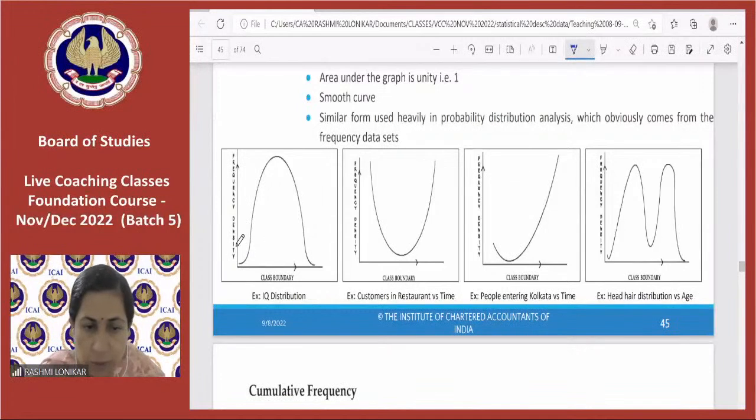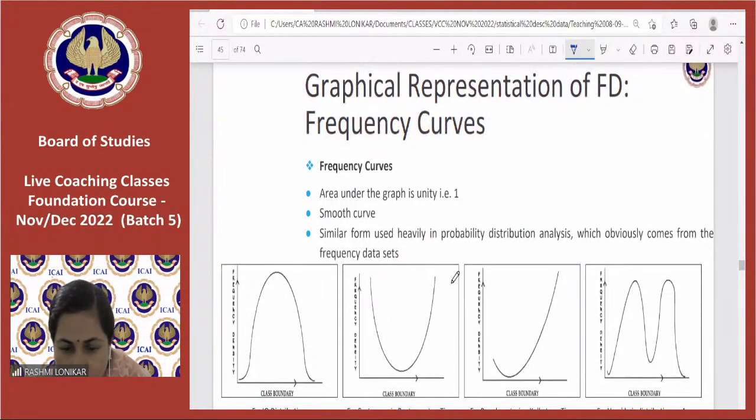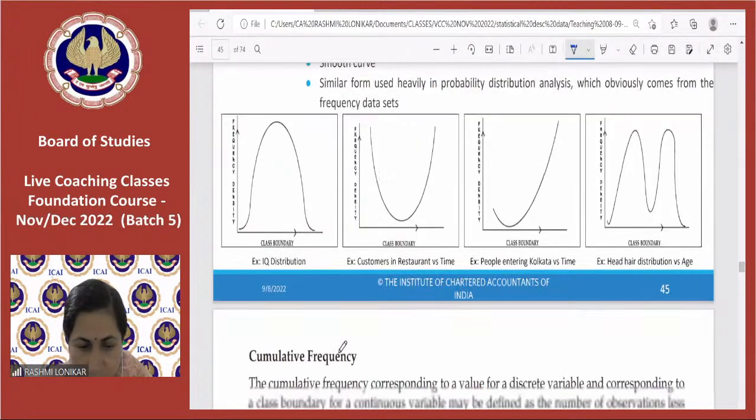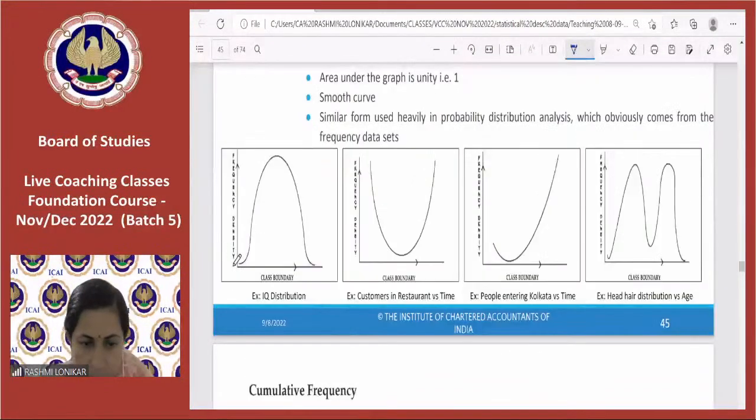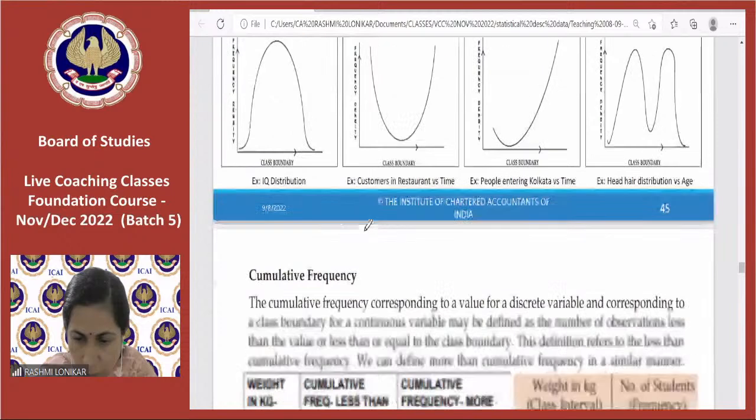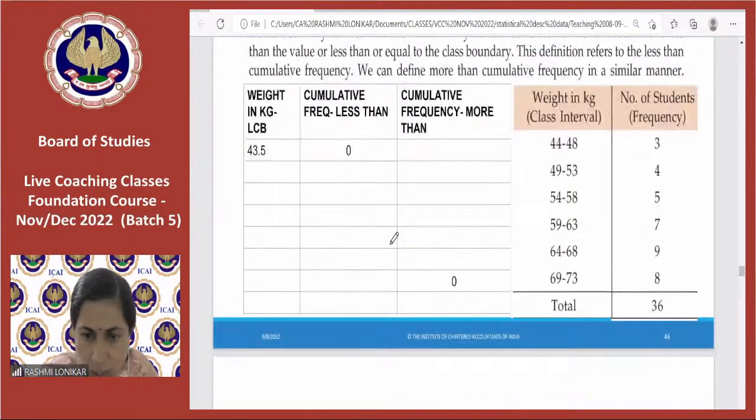Sometimes when you're plotting, like we plotted just now, the plot takes different shapes. This is the bell shape. Then this is the U shape. Then this is the J shape, and this is the freeform shape that we have. This is the most commonly seen diagram or frequency curve that you have. This is the most common one.